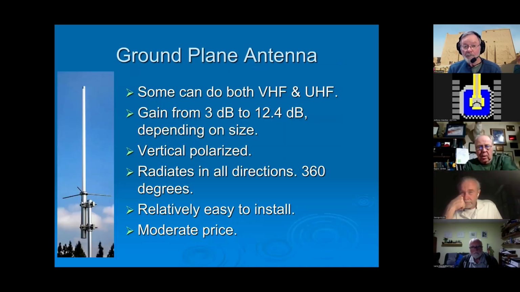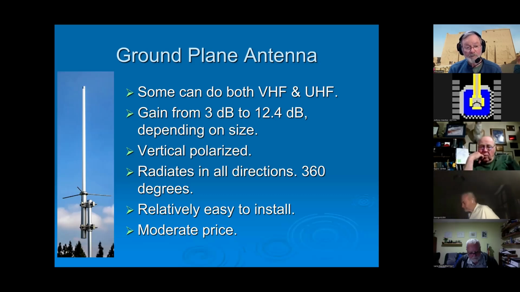So let's go to the very basic one, good old ground plane. This is the easiest one to put up. You can get some of them that'll do both VHF and UHF. That's pretty common and easy to do. You can get ones with gain anywhere from 3 dB all the way up to 12 dB. When you get into a 12 dB ground plane, these get to be pretty darn good size, and they start getting pretty darn expensive. They're vertically polarized.